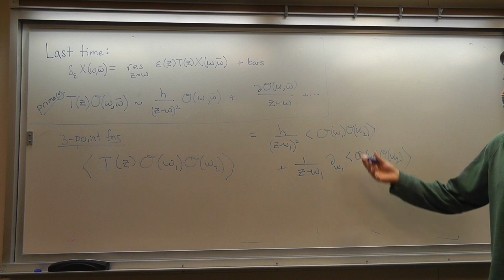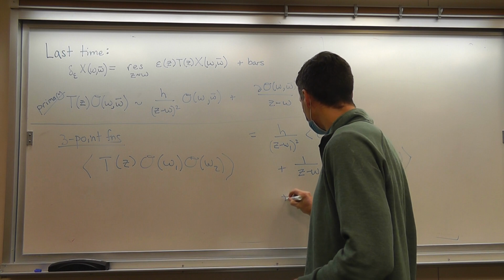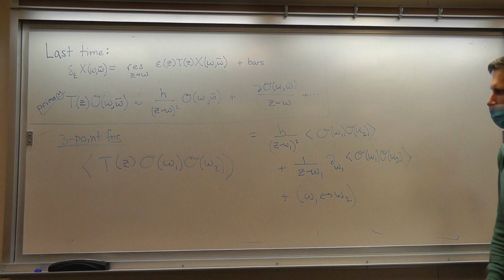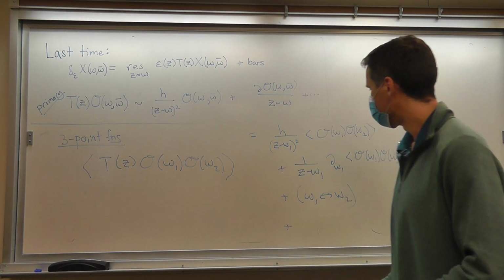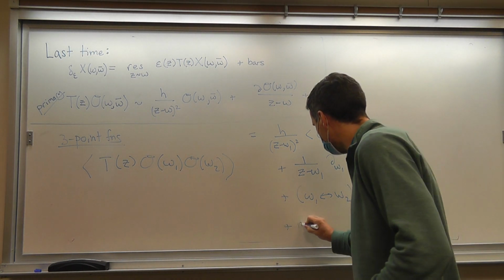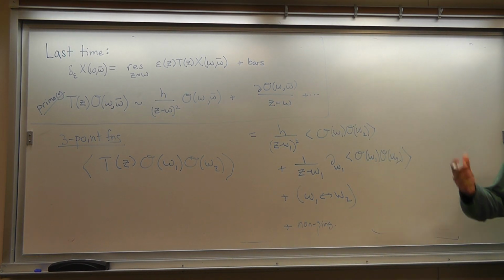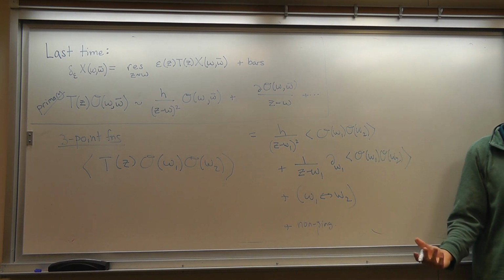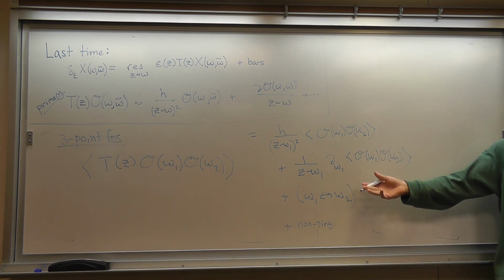Now, we also get similar terms from bringing z near w2. Okay, so there are terms where you swap w1 and w2. And then there can be non-singular terms. Okay, because the conformal transformations only told us about the singularities in this correlation function. So how are we supposed to figure out the whole function just from knowing its singularities?